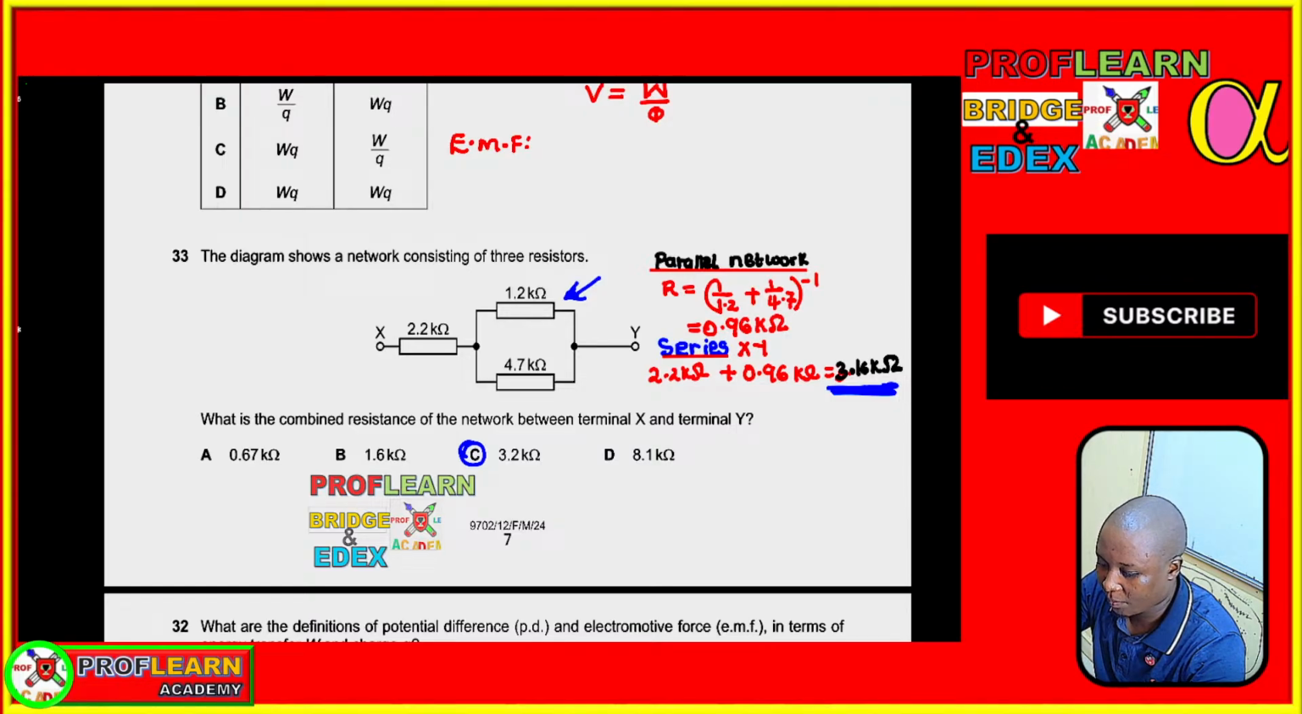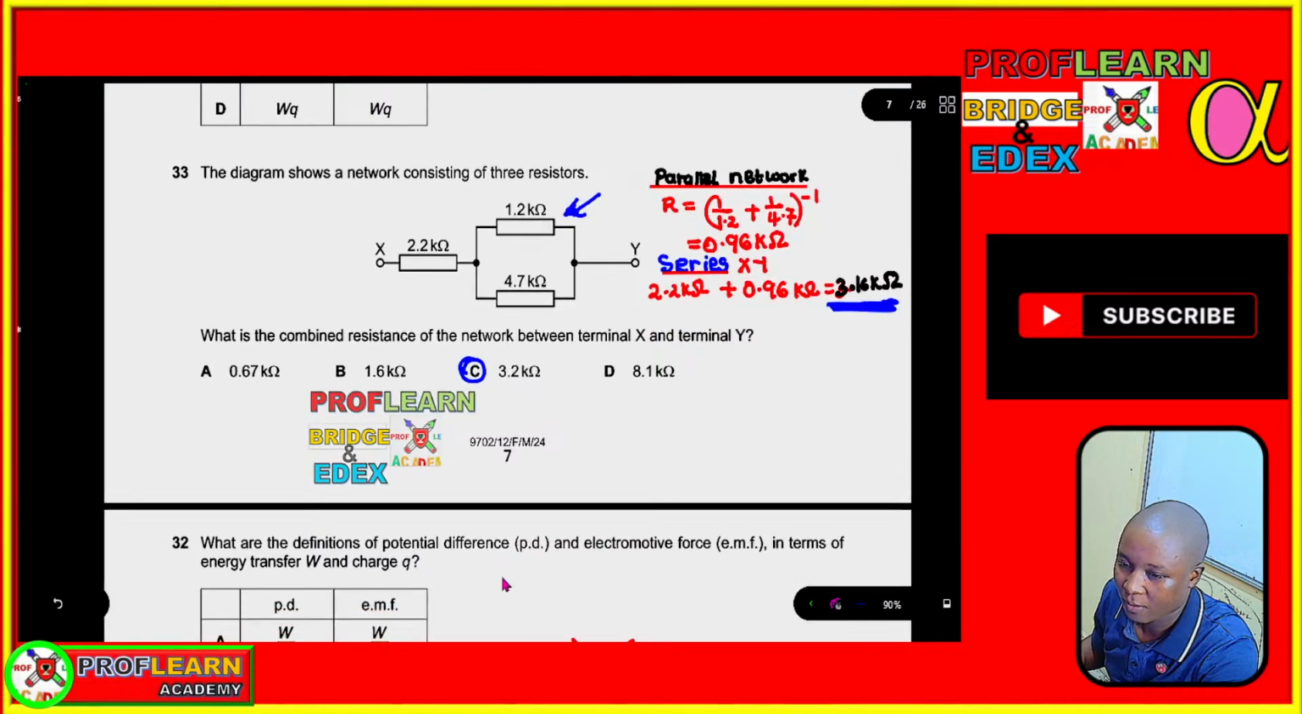Any question up to that point? Any question? We can move to the next part of the question.